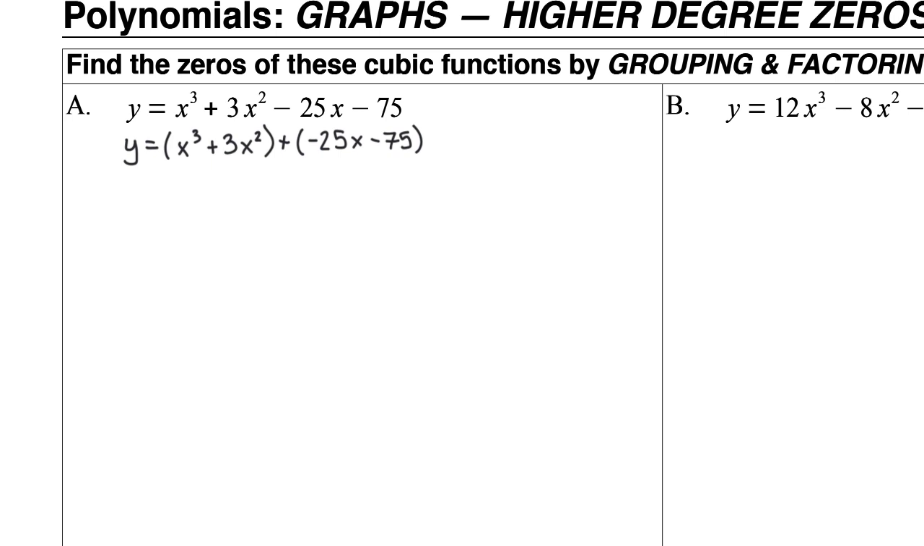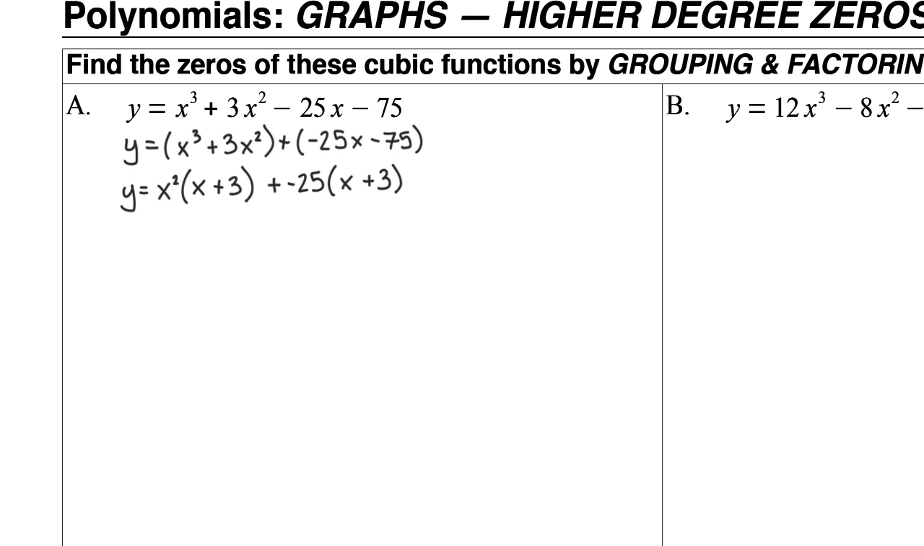Now, we can look at each group and see if there's anything that comes out as a common factor. In this first group, I see x squared. And if that comes out, I'm left behind an x, and I'm left behind a 3. If I were to redistribute this, I'd get that back. In my second group, I see that negative 25 is a shared factor, and what's left behind is an x, and in fact, a positive 3. If we took negative 25 multiplied by positive 3, we get negative 75.